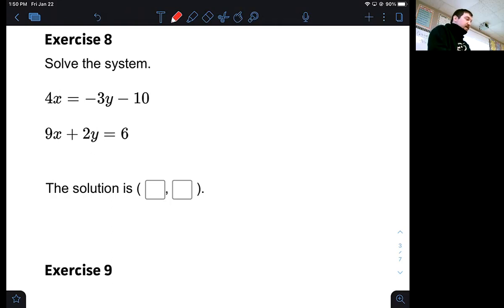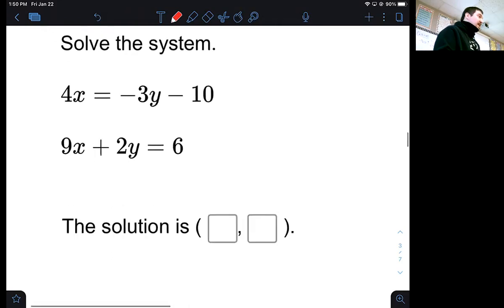Raise your hand if you did substitution. Raise your hand if you did elimination. Raise your hand if you didn't raise your hand. Something's wrong there. Okay, because I know you didn't graph it. So you did one of those 2 methods.